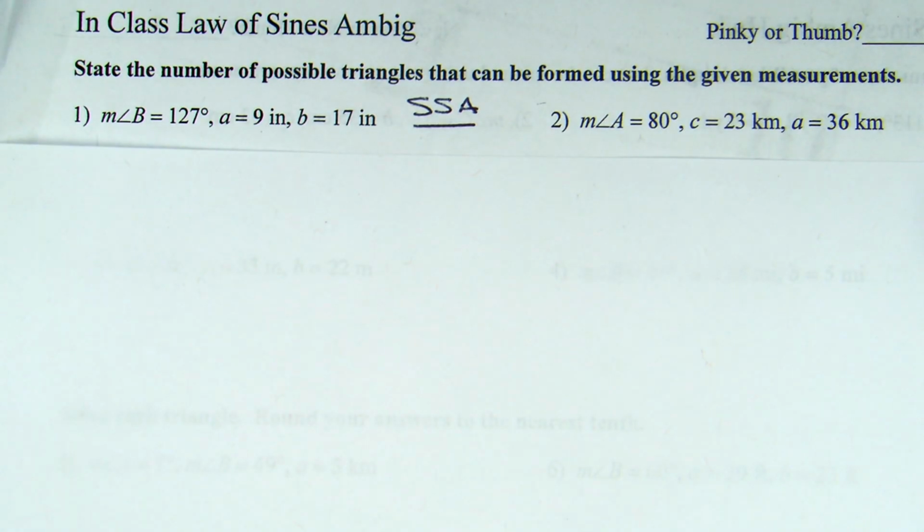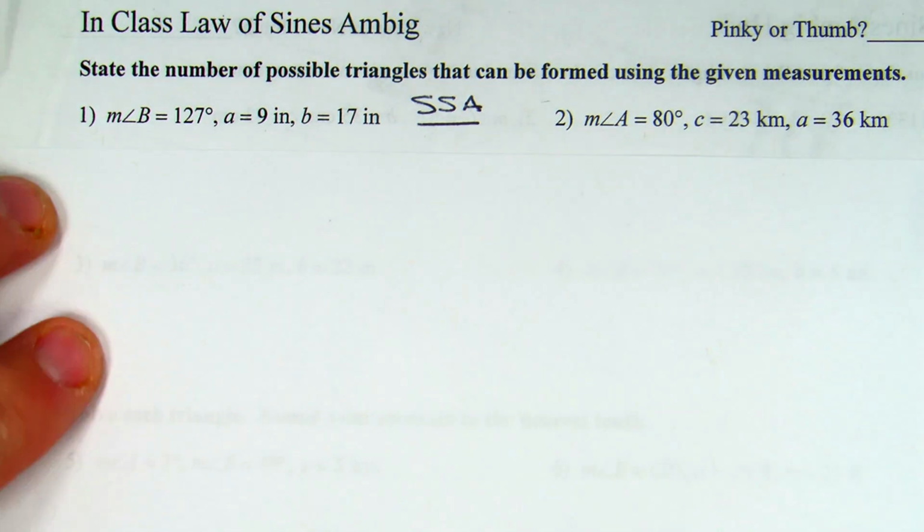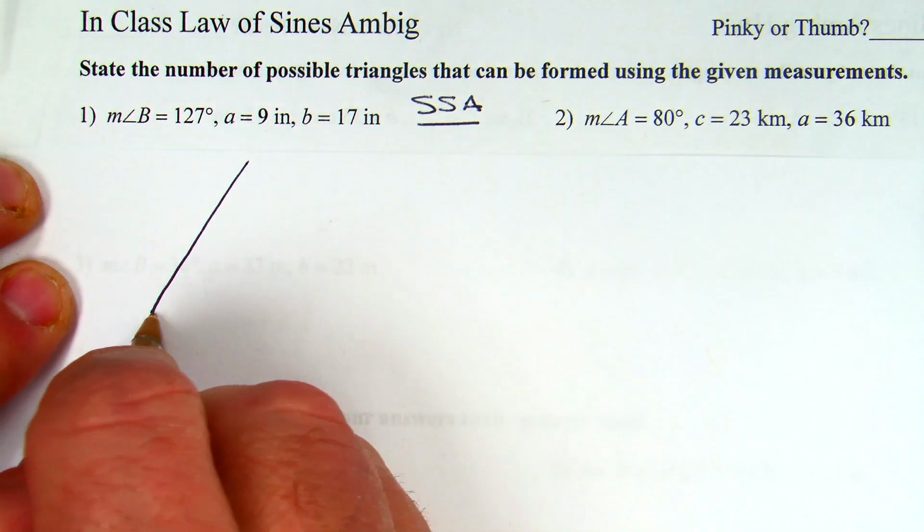Alright, so if they ever give you two angles like they did last night in homework, you do not need to worry about this. You're only worried about this when they give you two sides and an angle. So, suggestion number 1, you draw yourself a triangle.